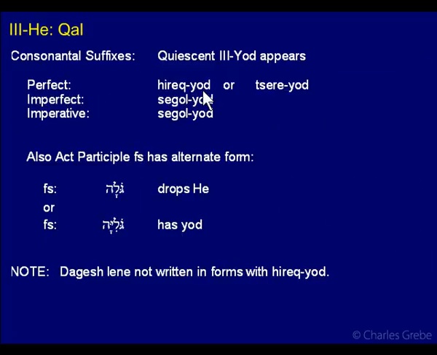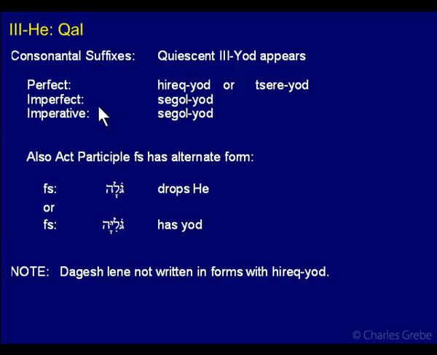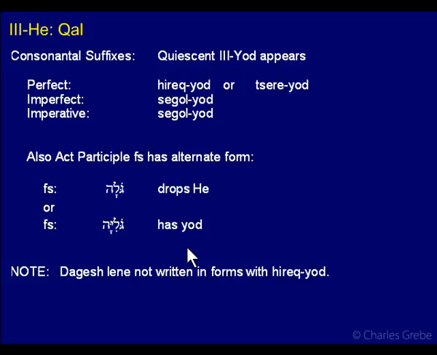So again, in the perfect, we have hidik yud or tsere yud. That's over here, hidik yud or tsere yud. In the imperfect and the imperative, we have segol yud. Okay, that's these two ones here, these two sets.